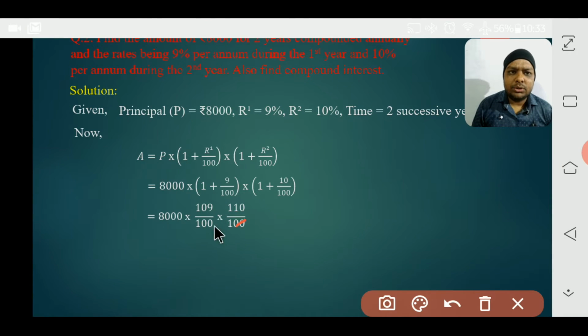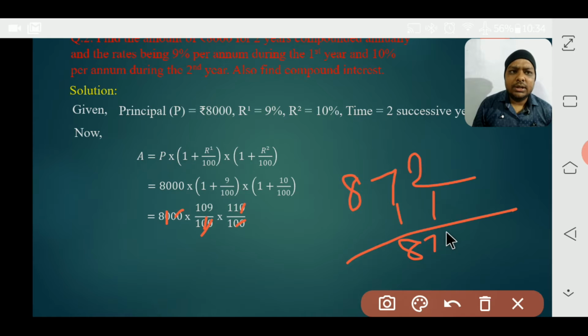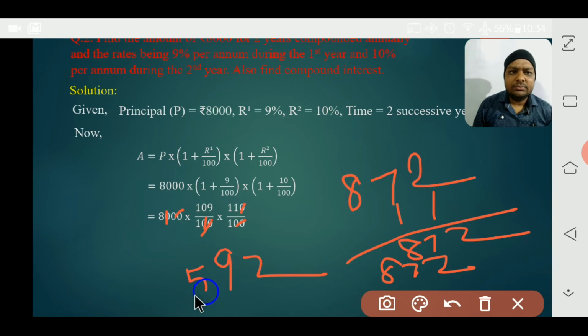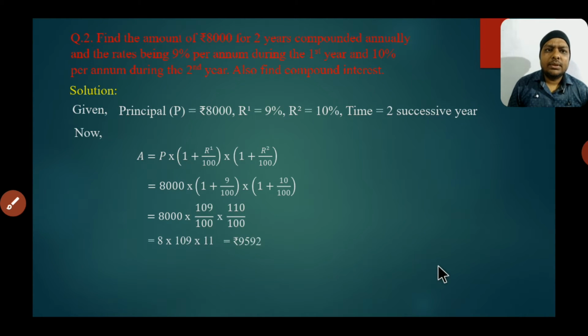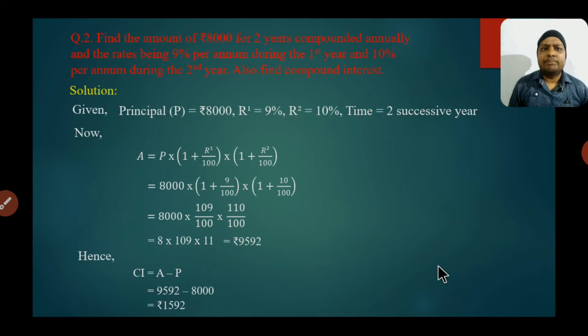Now 20 will cancel. 10 will cancel here and 10 will cancel here. So 8 into 109: 8 nines are 72 and 8 ones are 8, so 872. And now we have to multiply it with 11. Then it will be 872 into 11, that is 872 plus 8720. After adding we will get what? 2, then 7 plus 2 is 9, 8 plus 7 is 15, 5 carry 1 and 8 plus 1 is 9, so 9,592. Okay. Then the CI will be A minus P. So we will put the value and we will get the value 1592. That will be the compound interest here.